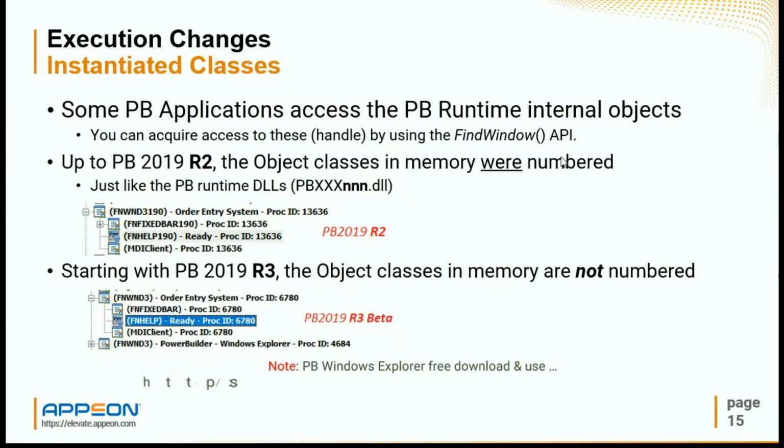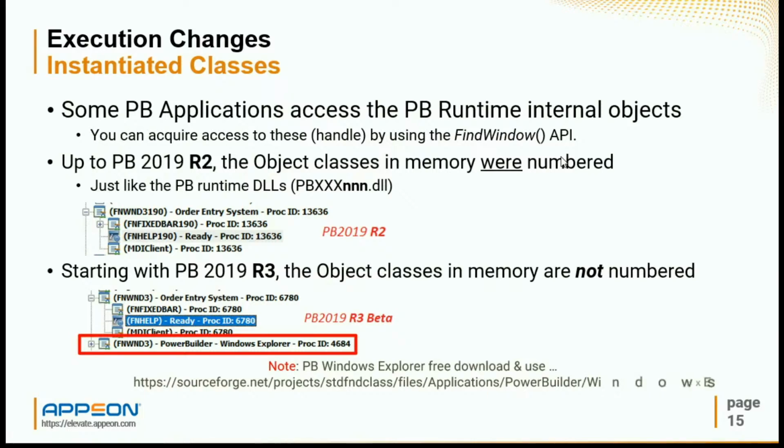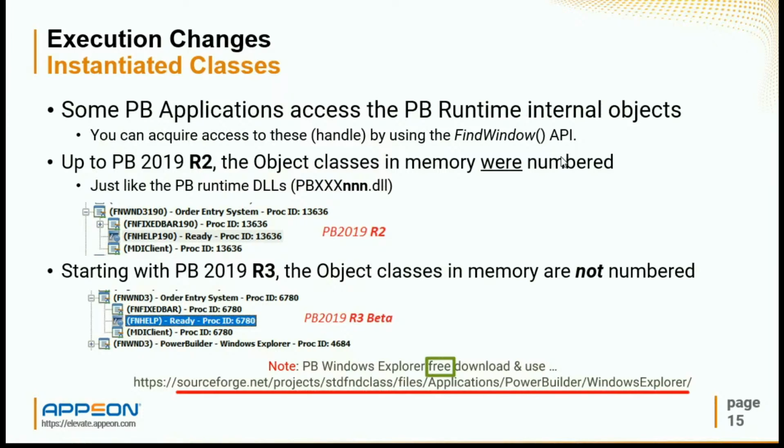Notice that we actually found this memory information by running the Windows Explorer written in PowerBuilder. I wrote this, and you can download it from my SourceForge project in Projects, Software Tool and Die Foundation Classes, Files, Applications, PowerBuilder, and then Windows Explorer. And you can run this yourself to look all around the operating system, both PowerBuilder, non-PowerBuilder, and Windows operating system resources.